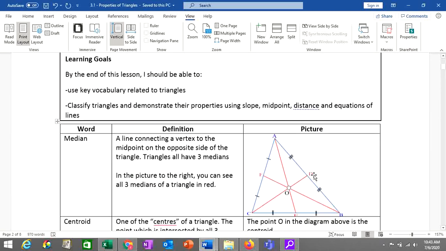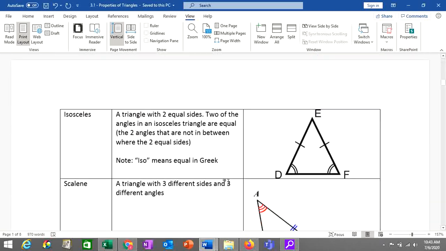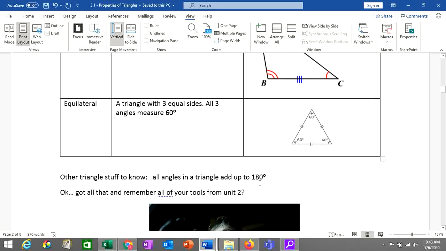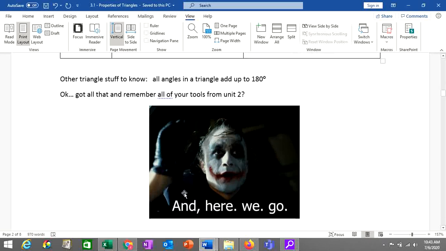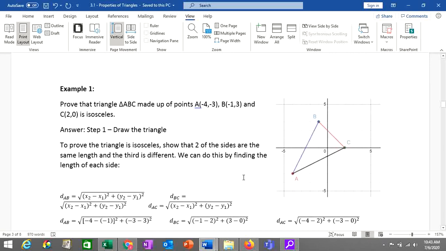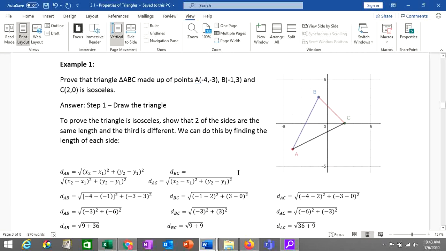Okay, so we have to be familiar with this terminology. We have to know about our tools that we've covered in Unit 2, right? How to find slope, how to find midpoint, how to find endpoint, equations of lines, and so forth. So we got all that because this is where it's going to start to get challenging. Okay, but we're going to say relatively challenging because we're going to start off relatively easy here.